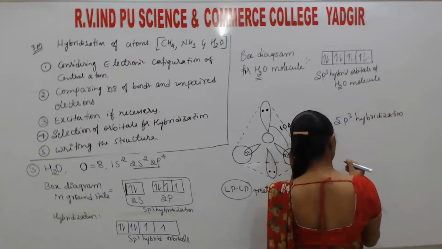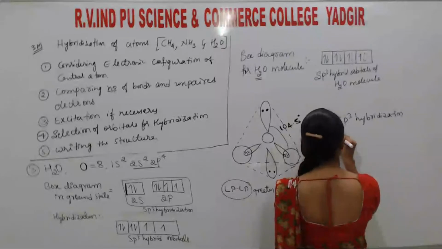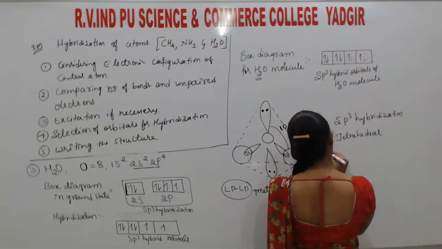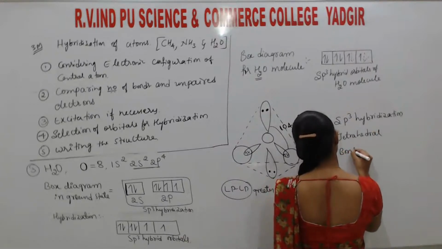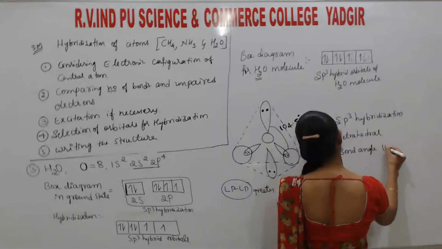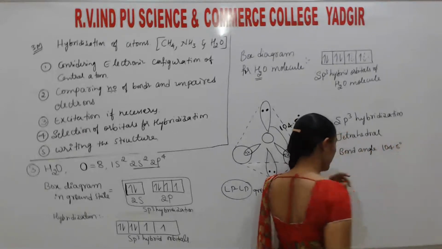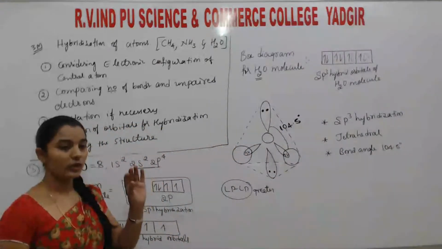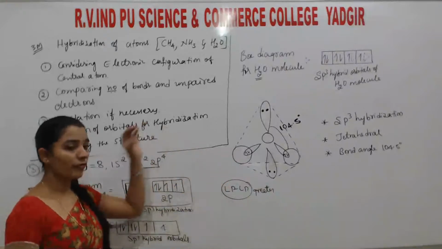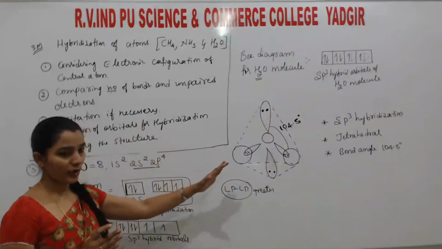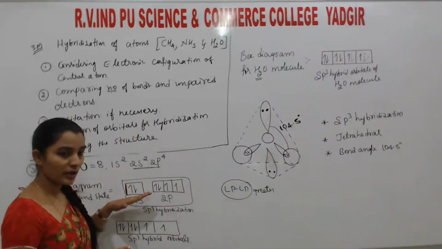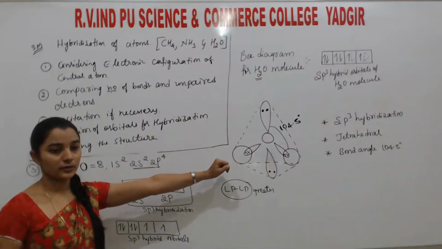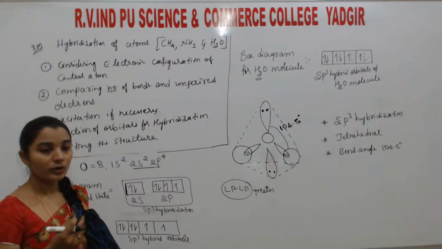Next, this is a tetrahedral structure. Next, the bond angle is 104.5 degrees. Students, this is all about the structure of CH4, NH3 and H2O molecules. For all, you need to write these points: configuration, box diagram, hybridization, hybrid orbitals, structure, and the bonds. So this is all about hybridization.